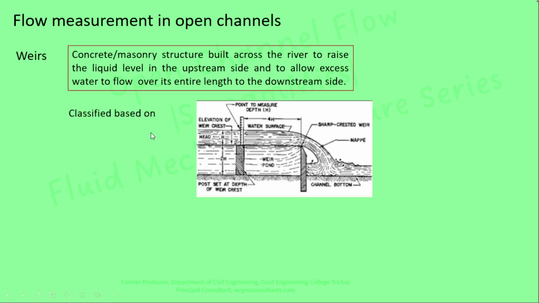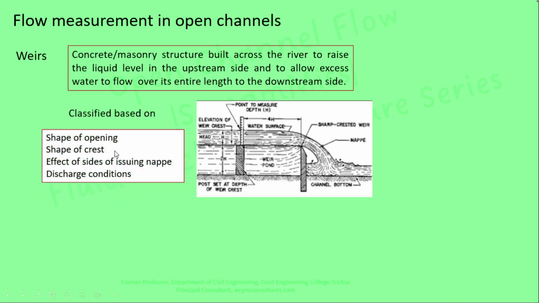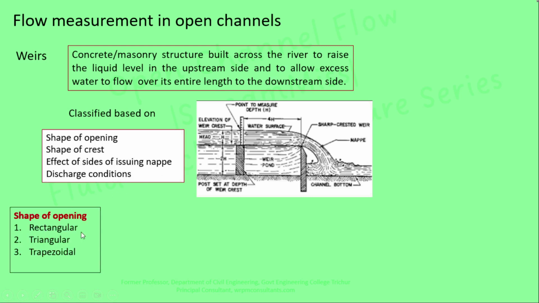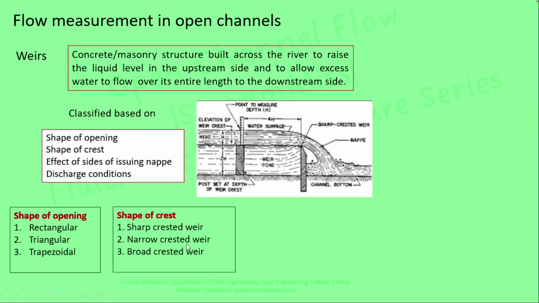So weir is classified based on the shape of the opening, shape of the crest, effective sides of issuing nap, and discharge conditions. Based on the shape of the opening, weir is classified into rectangular weir, triangular weir and trapezoidal weir. And based on the shape of the crest, weir is classified into sharp crested weir, narrow crested weir and broad crested weir. The figure shows the sharp crested weir.